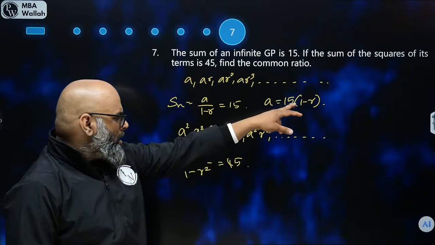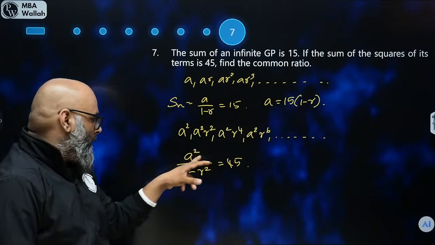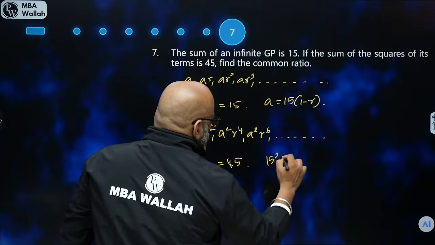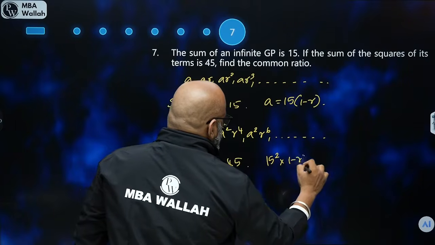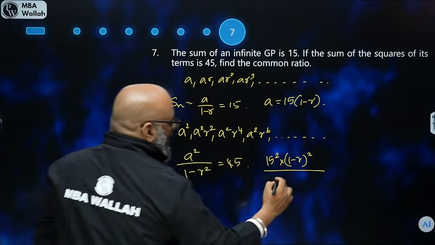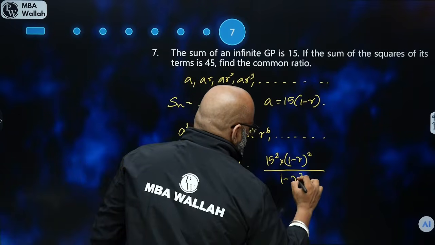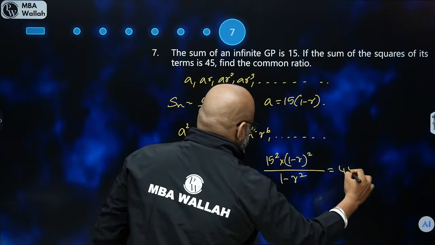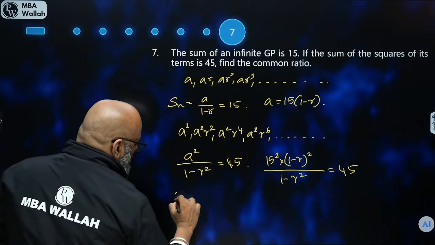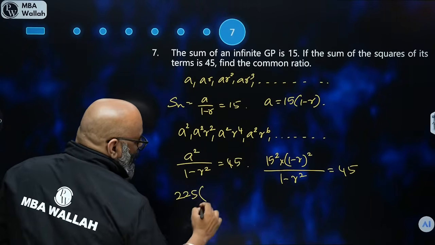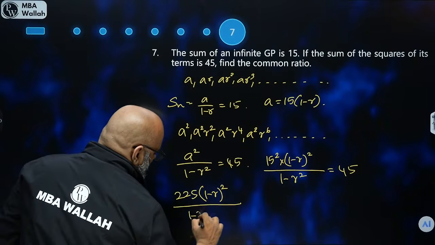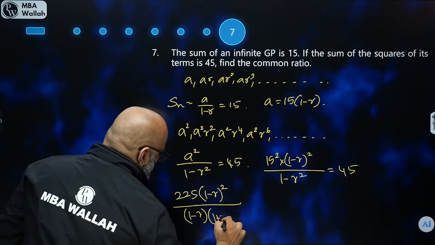We can plug this a equal to 15 into (1 minus r) over here. So what will you get? 15 square into (1 minus r) the whole square, divided by 1 minus r square, is equal to 45. So I want to expand this. 15 square is 225 into (1 minus r) the whole square, by (1 minus r) into (1 plus r).